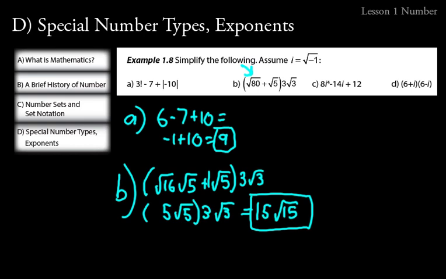C, i equals square root of -1 in these problems, so that means i squared equals -1.